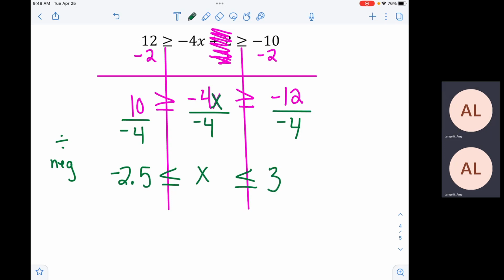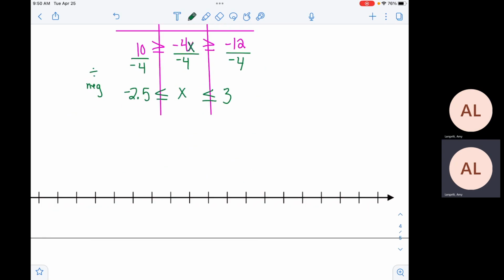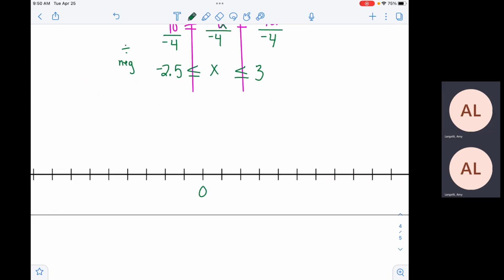Does anybody know what kind of graph this would look like? You did these in your previous classes, but that does not mean that you remember them. Does anybody have any guess as to what this graph would look like? It looks like an and problem. That's right. So what kind of circles do you want me to use? Closed.